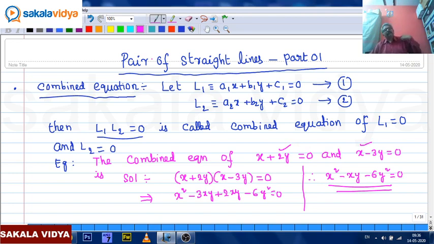Yes, weightage of this chapter is 2 to 3 marks. So 2 to 3 marks. Sometimes 2 questions or 3 questions may appear.